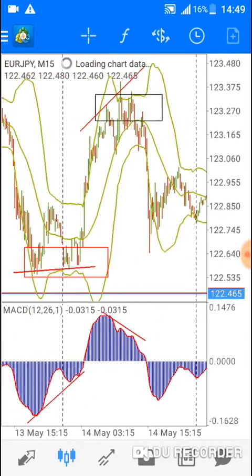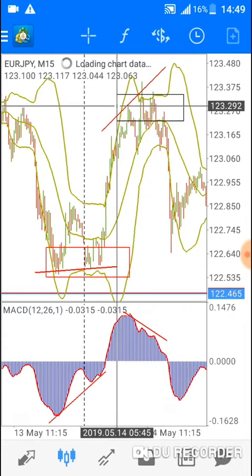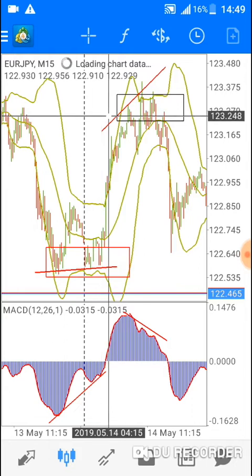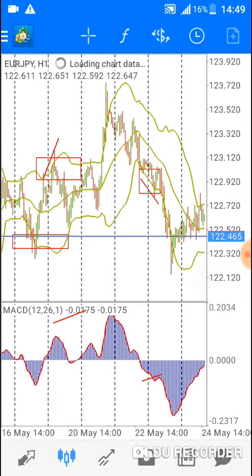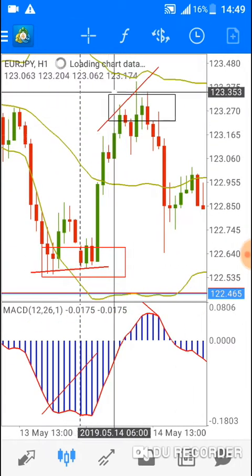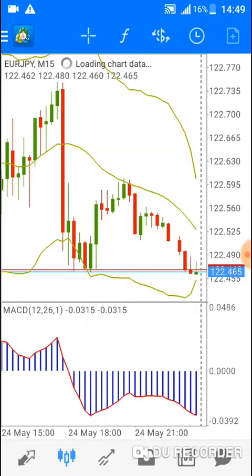So this one, as you can see, the black box means the price on 1 hour didn't break the upper Bollinger Band, meaning it was below. So let's check out. So the setup is here. As you can see, there was divergence, but the price didn't make it to the upper band, so still a nice setup, but for me not enough.